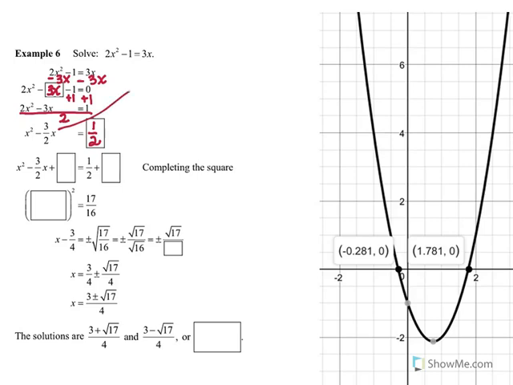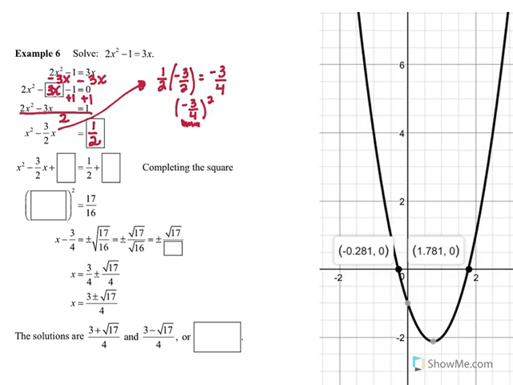So now I'm going to take my negative 3 halves. Notice there's a negative there. I want half of negative 3 halves. To multiply fractions, we go straight across, so negative 3/4.